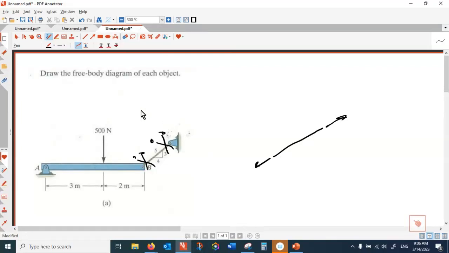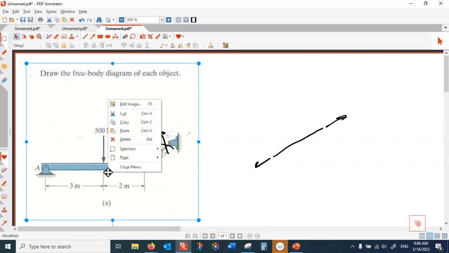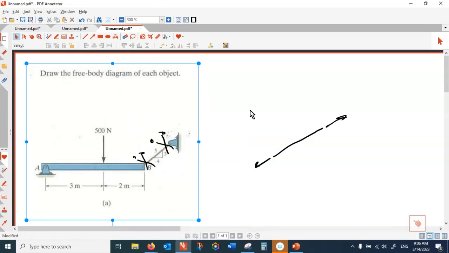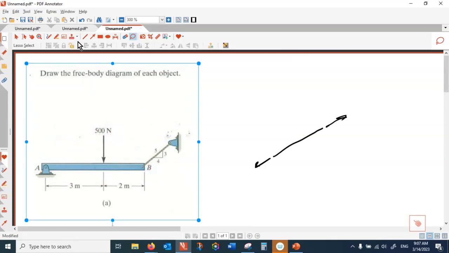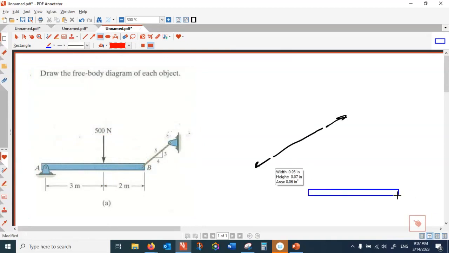But if I decide my free body diagram to be a little bit larger, if I take this, my free body diagram here, that's a virtual envelope. And now I'm releasing my beam from its left support A and right support B. Then my free body diagram would be what is inside the envelope.